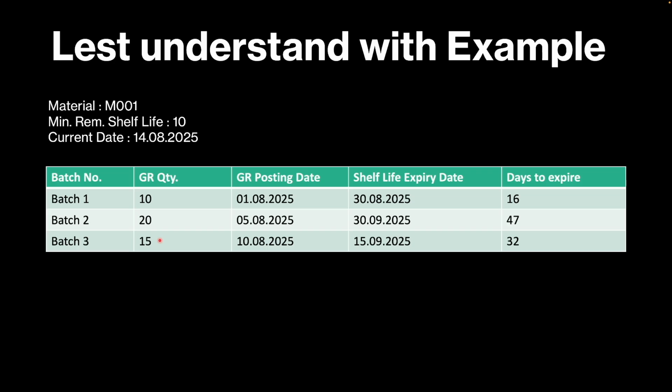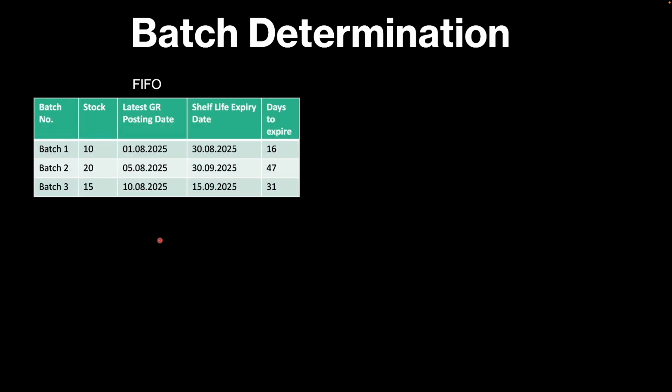So now let's see all these three strategies. Let's see how batch determination will happen for all these three strategies, that is first in, first out, last in, first out, and first expire, first out. So let's see what will happen for first in, first out.